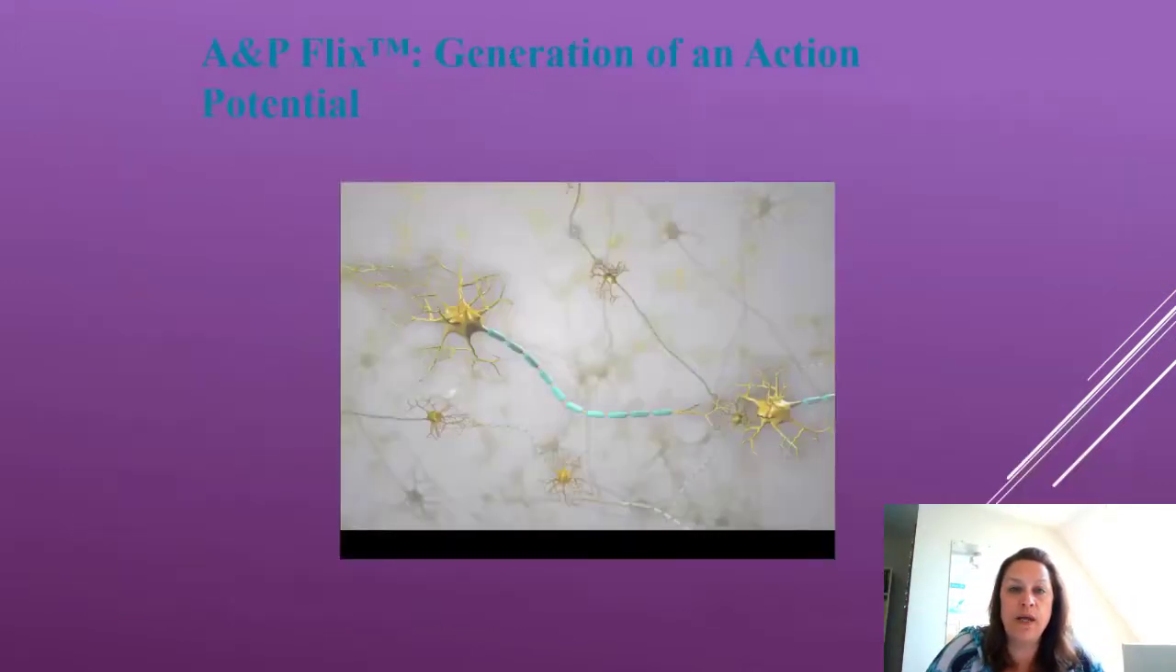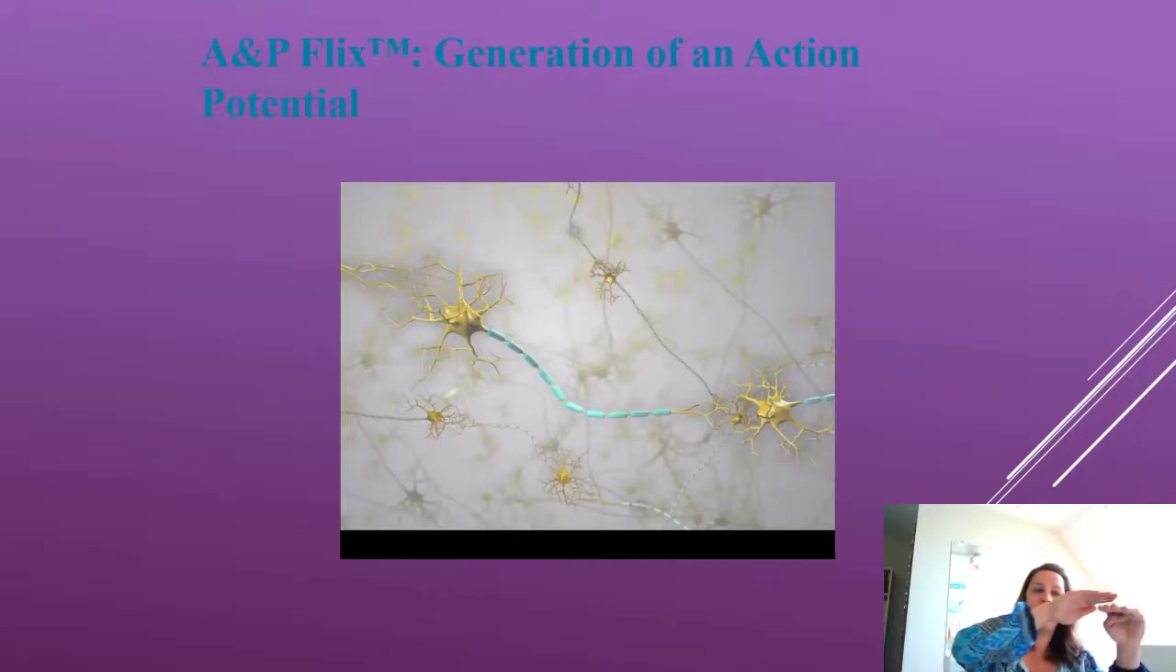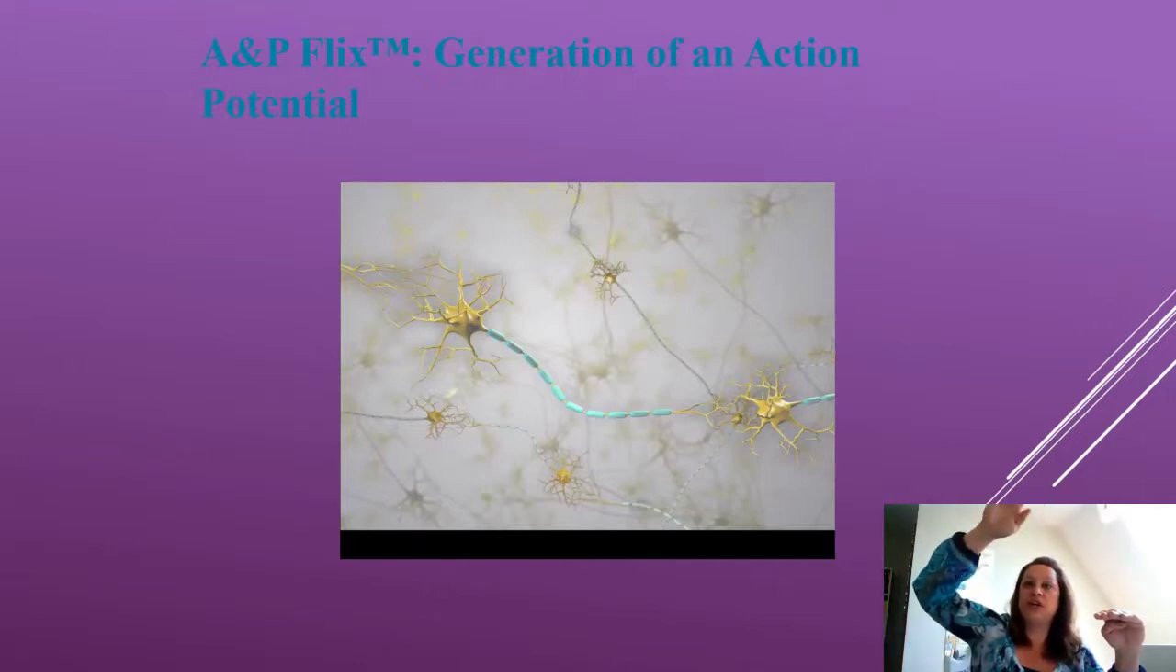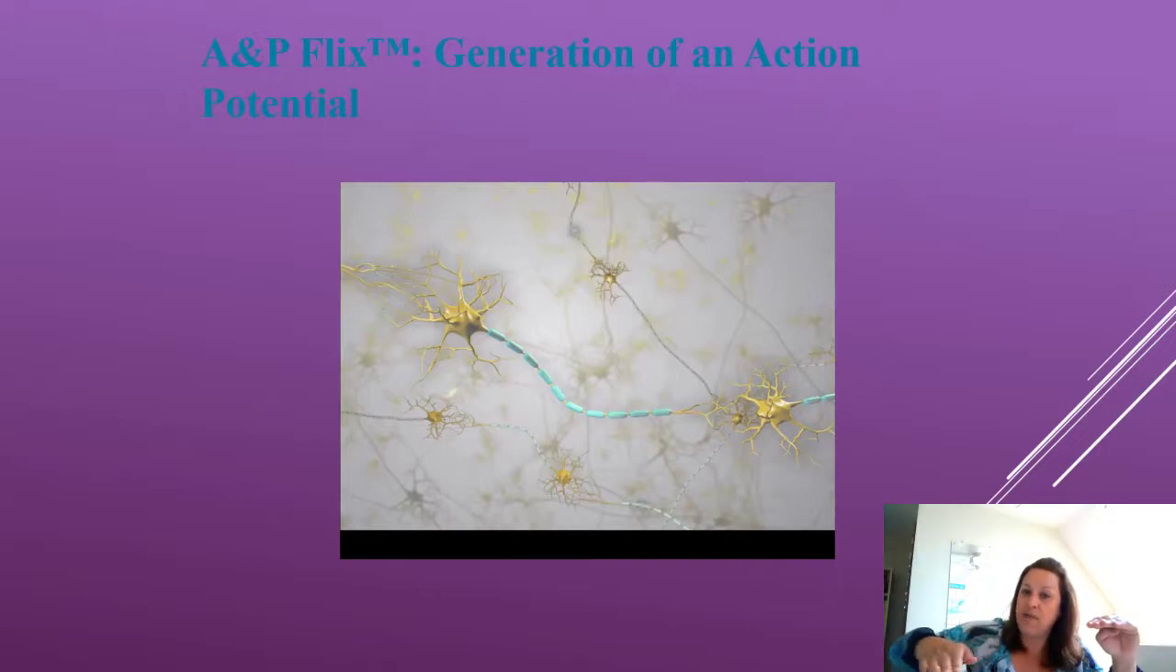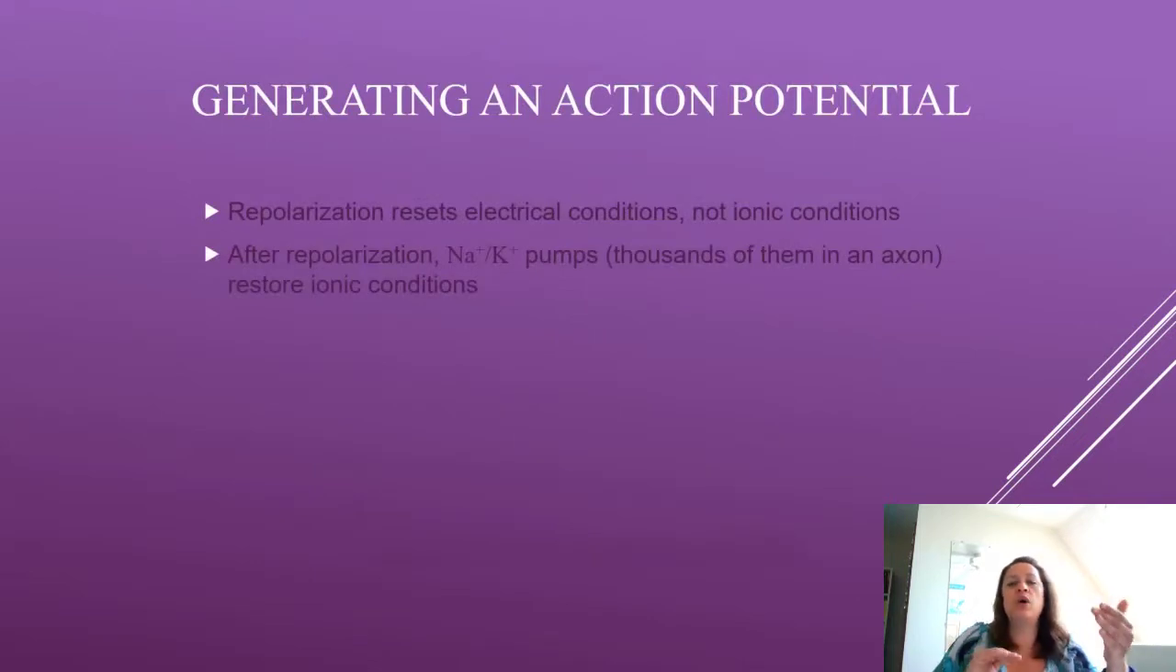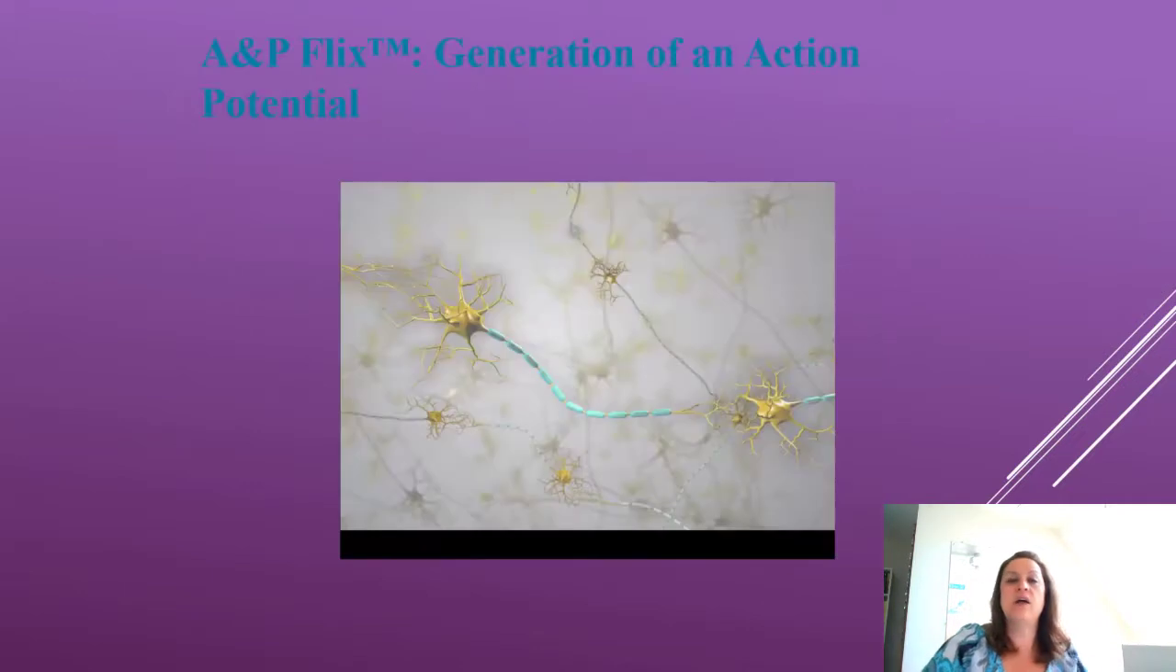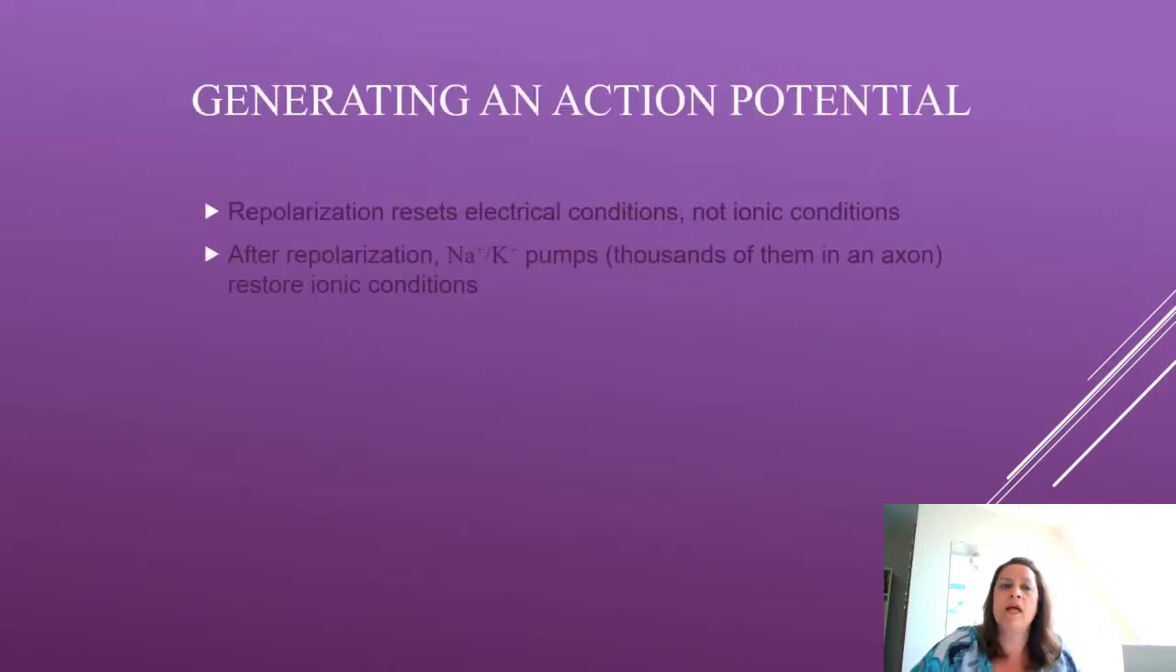Now, how do we recover from that? So we have resting, depolarization, repolarization, hyperpolarization, and then back to resting. We need the sodium-potassium pump to re-equilibrate the ionic conditions. Go watch this: AMP Flicks, Generation of an Action Potential. Go watch it. Important. So repolarizing resets the electrical conditions, not the ionic conditions.